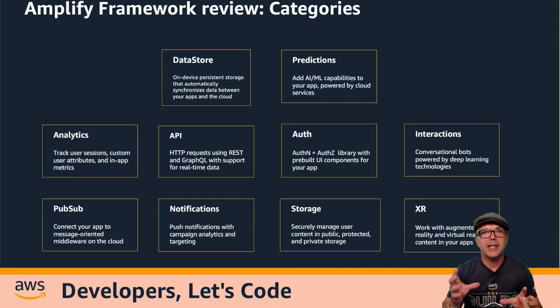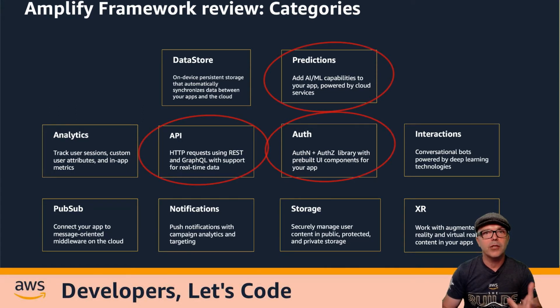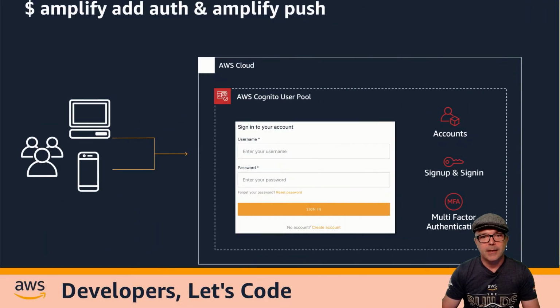We have a number of different categories, and this is what I'm going to do today: add different categories to this application. The three I'm going to choose today are predictions, which is an AI/ML category, API, where I'm going to add a GraphQL API, and auth. So the first thing I'm going to do is add auth.